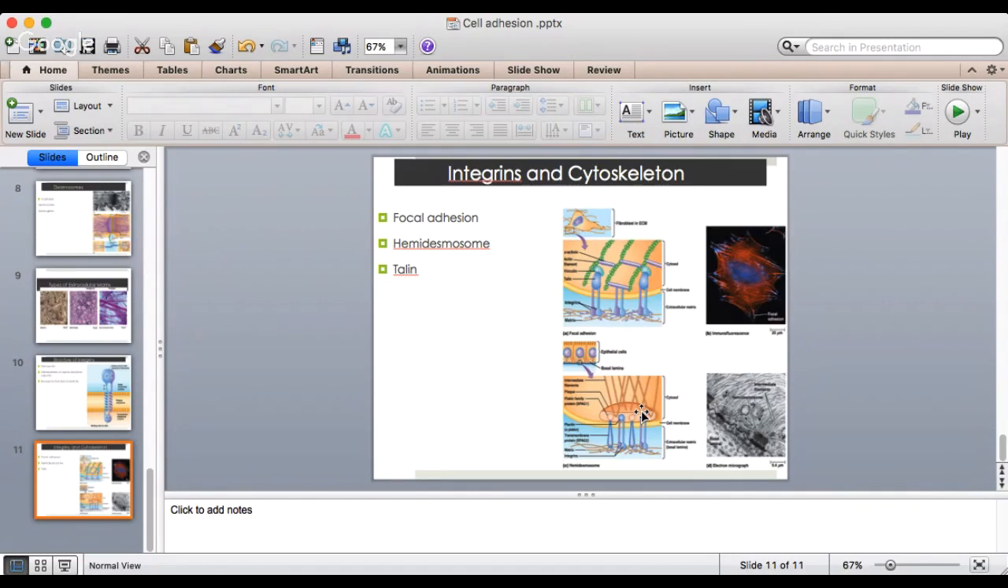And then the transmembrane proteins BPAG2 and BPAG1, which is plectin, serve as a bridge right here between the keratin and the laminin. And D simply shows an extracellular surface of a hemidesmosome. It shows that the hemidesmosome is right next to the basal lamina.